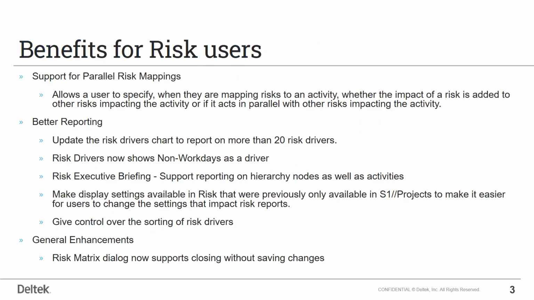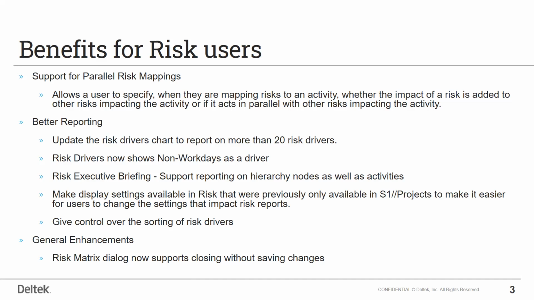Some of the other really key features, though, that we focused on in this particular release really pertain to risk and some of the things we've added. Most notably, one of the ones that we continue to be asked about was parallel risk mappings. And 8.8 does have that incorporated into it, so it allows you to specify if a risk is potentially going to be running in parallel with another risk, which can certainly impact the results of the Monte Carlo simulation when running risk.